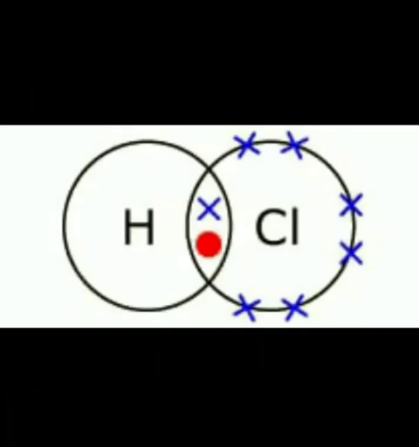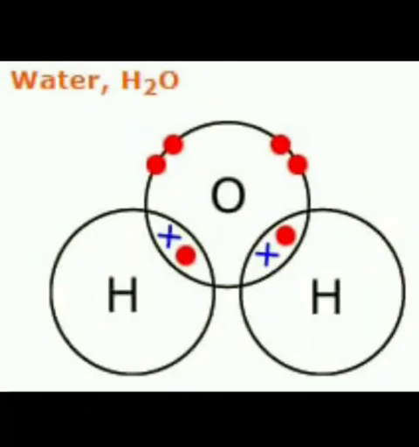Like this, see the compound hydrogen chloride. Here, one atom of hydrogen combined with one atom of chlorine. So the valency of chlorine equals 1. That means the combining capacity of the atoms. And see the next example, that is water. Here, two atoms of hydrogen combined with one atom of oxygen to form water. So here the valency of oxygen equals 2.